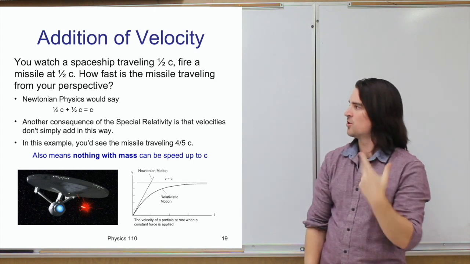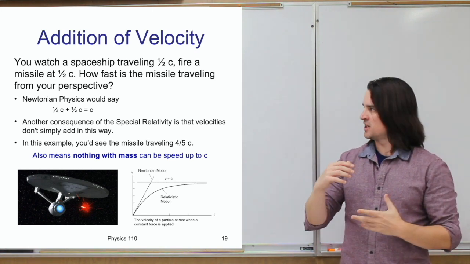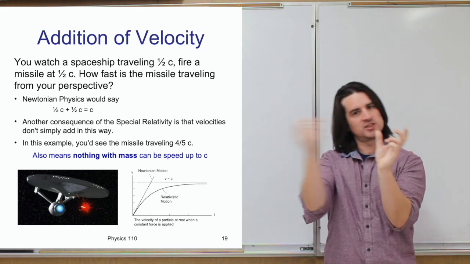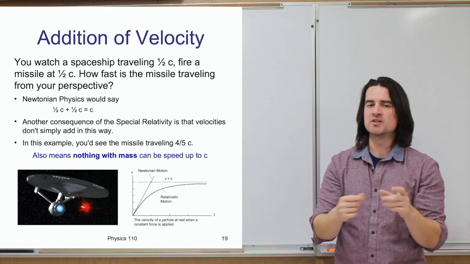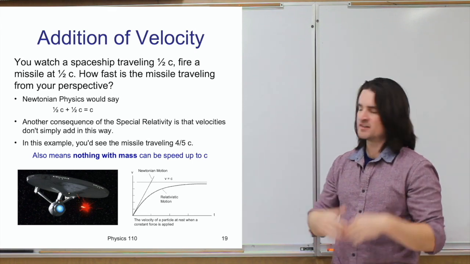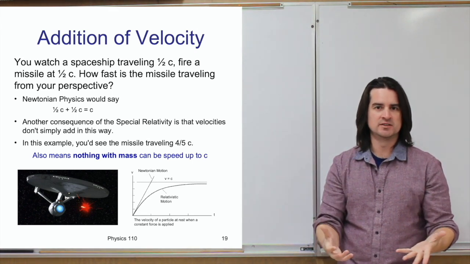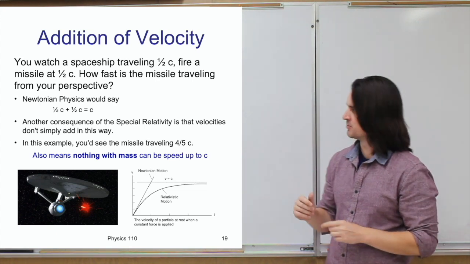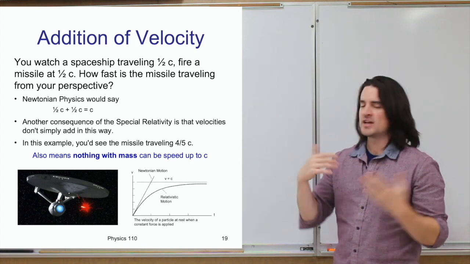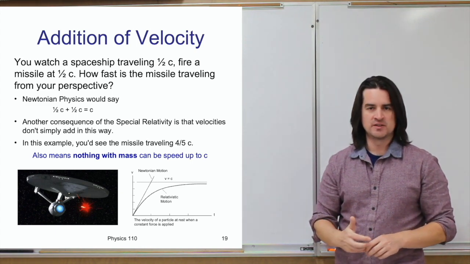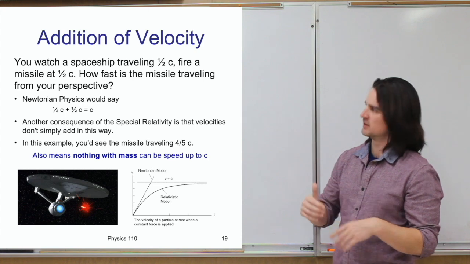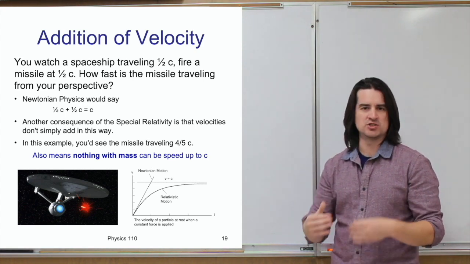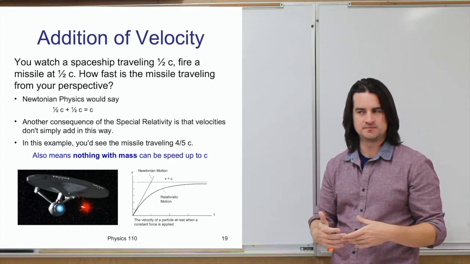Well, Newtonian physics would say you just simply add those two speeds together, right? It's the speed of the spaceship plus this extra speed that you're giving to the missile. Half the speed of light plus half the speed of light is c, the speed of light, right? Turns out that's not true. That's not how things work when you go very, very fast. You can't simply add velocities like that anymore. Special relativity comes into play, and the addition of velocities just doesn't work that simply anymore.